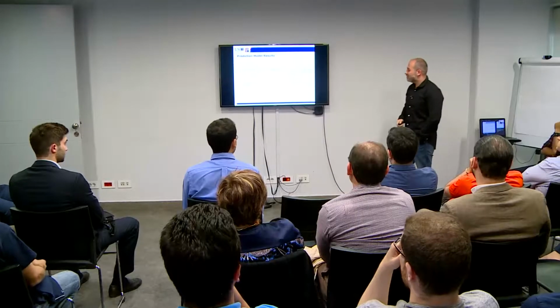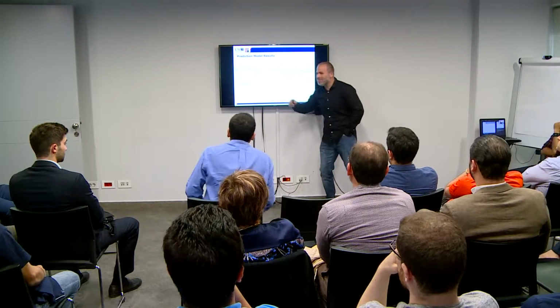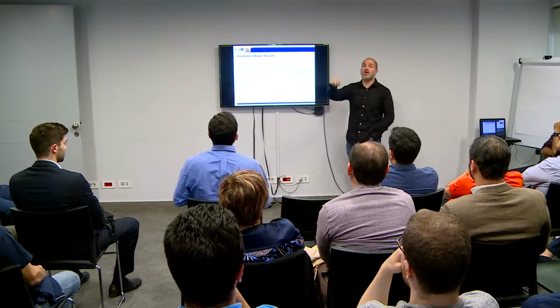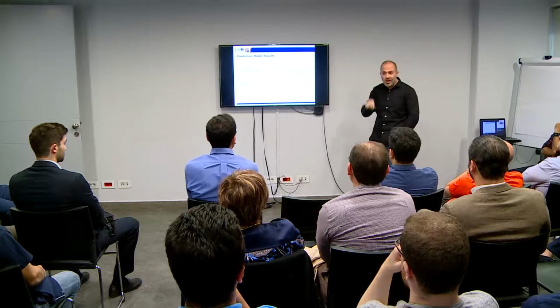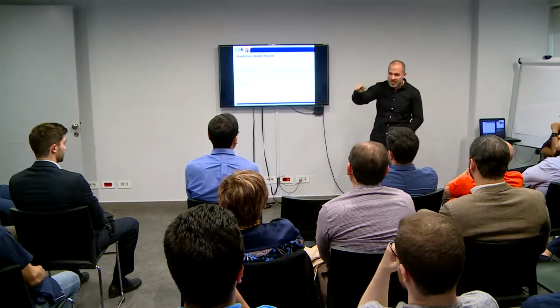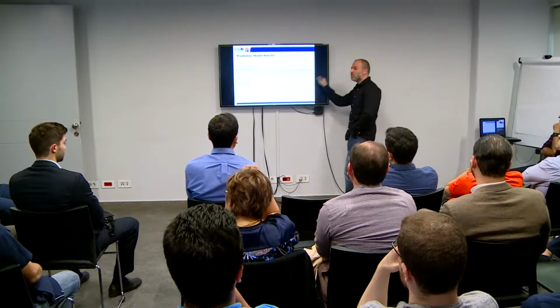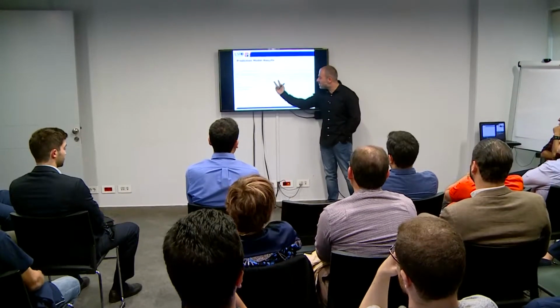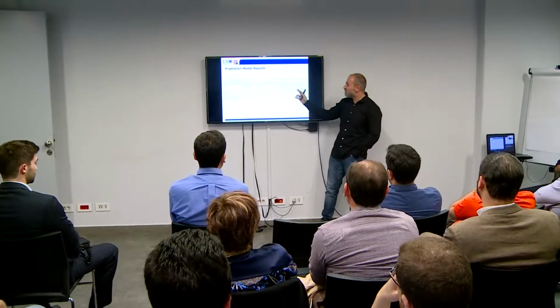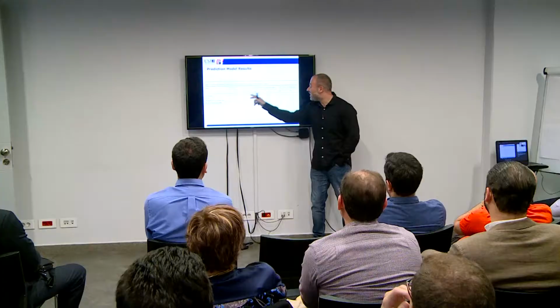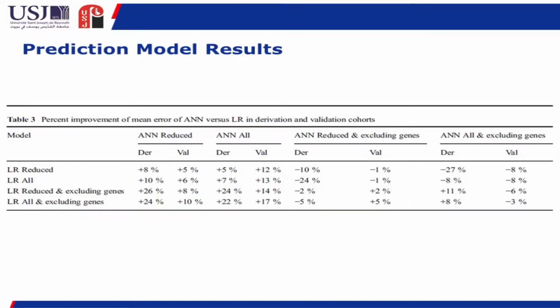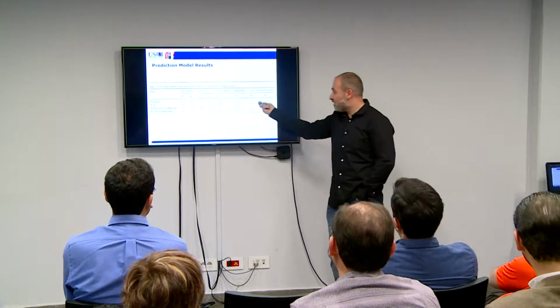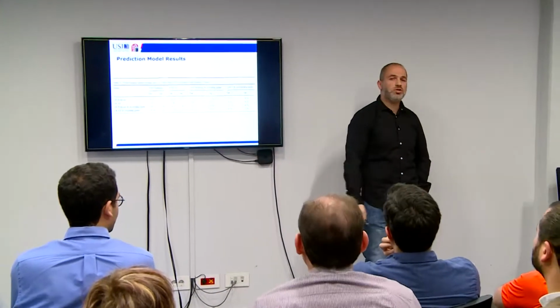OK, so this is just a small table that shows the importance of having these genotypes. The algorithm found by itself that these two genotypes are associated with blood thinners. OK, so this is the result with the genotypes. This is without the genotypes. There is an increase of 39% in accuracy with the genotypes. And this column is without these two genes.